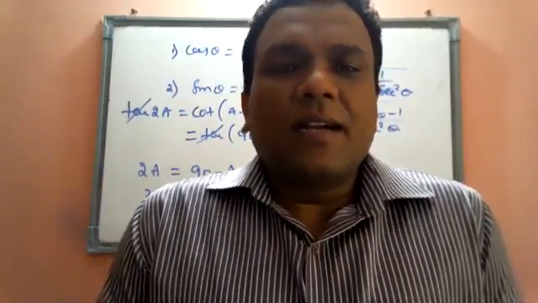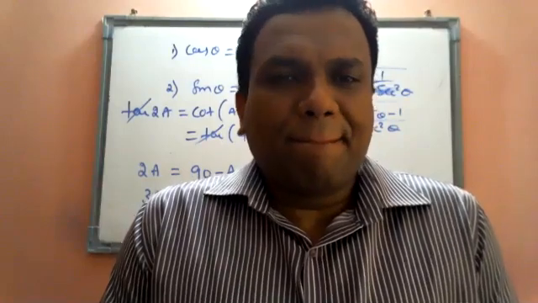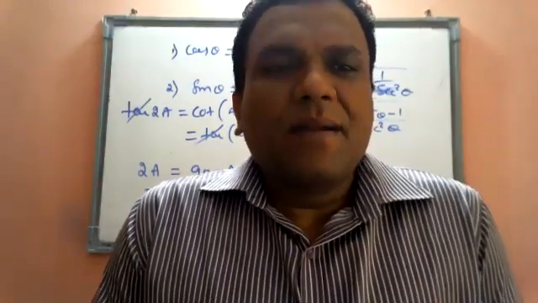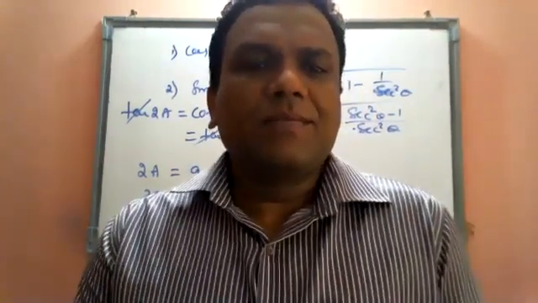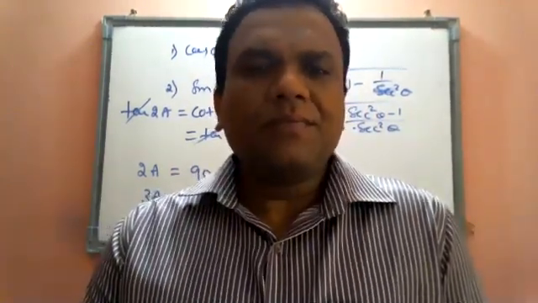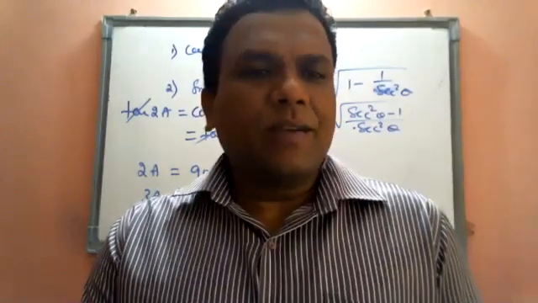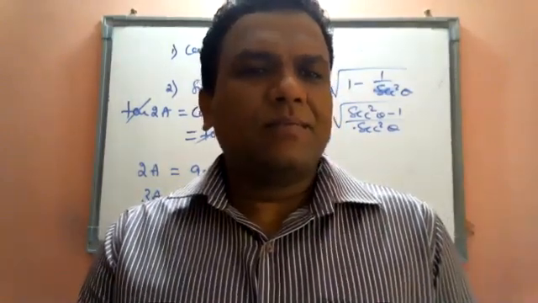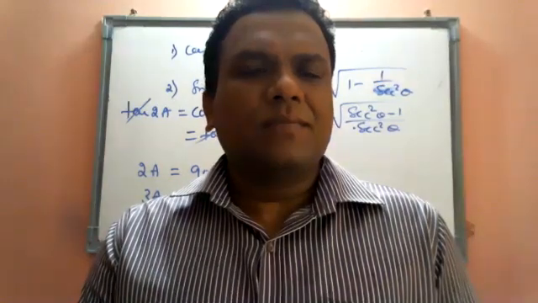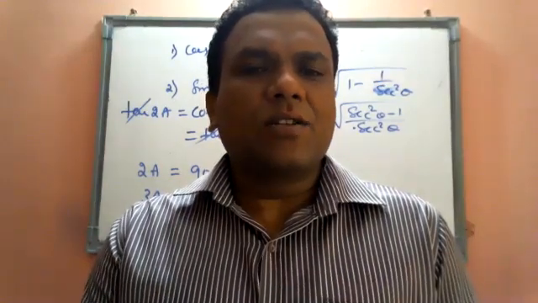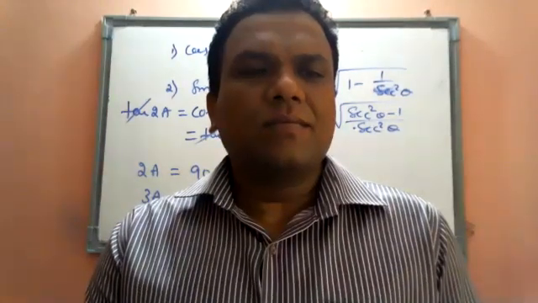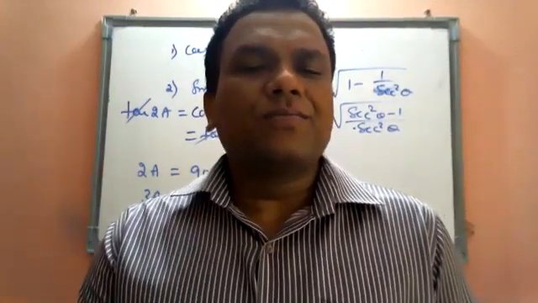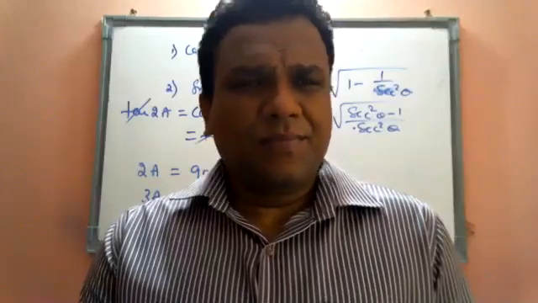Yes, Akansh. Tan of a plus b. Akansh, unmute and talk. Tan a plus tan b divided by 1 minus tan a tan b. Cos of a plus b. Cos a cos b minus sin a sin b.